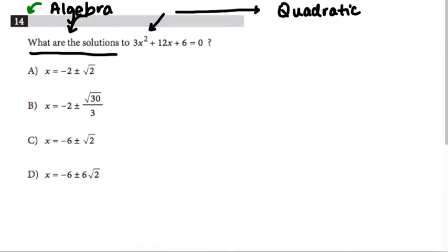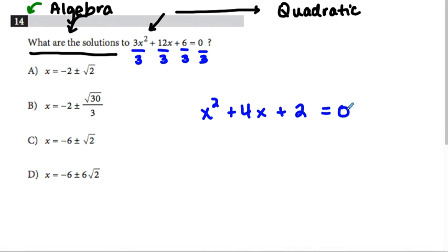So the first thing I'd want to do is simplify it. Always want to simplify an equation if you can on this test and anytime, because it just makes it simpler. I notice they're all divisible by 3, so I'm going to divide every single term by 3. That's going to give me x squared plus 4x plus 2 equals 0. Normally I would jump to factoring, but on question number 14, I'm guessing it's not factorable. And yeah, I can see that there's no factors of 2 that are going to add to 4.